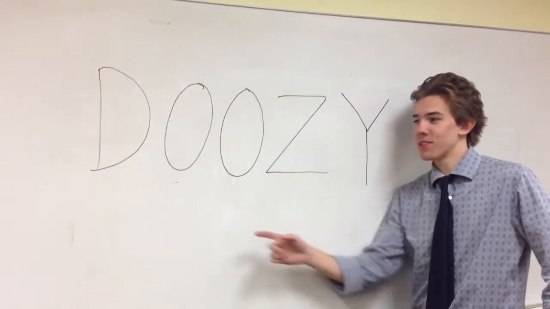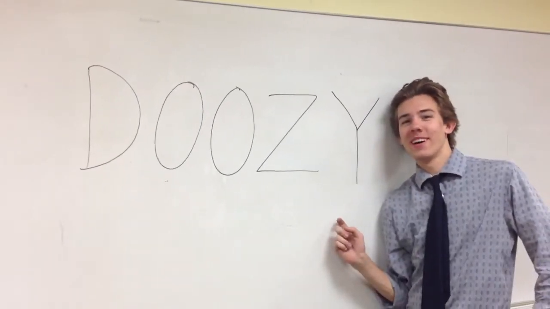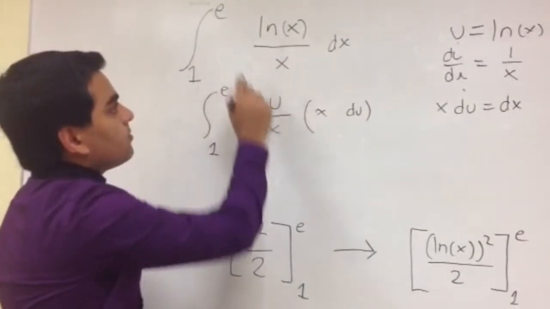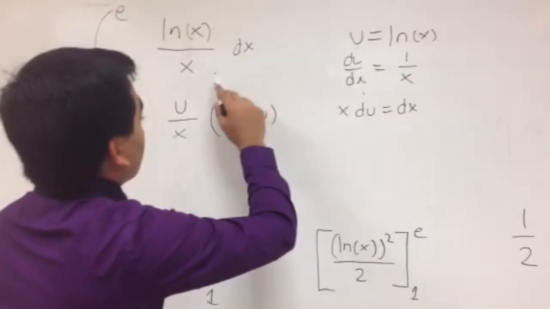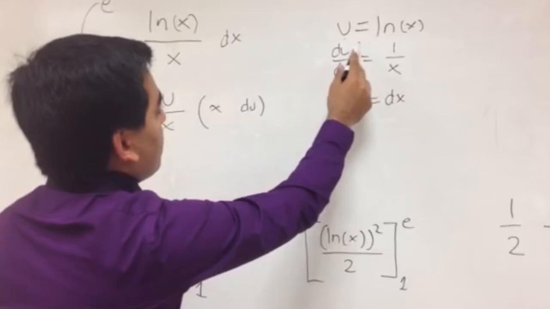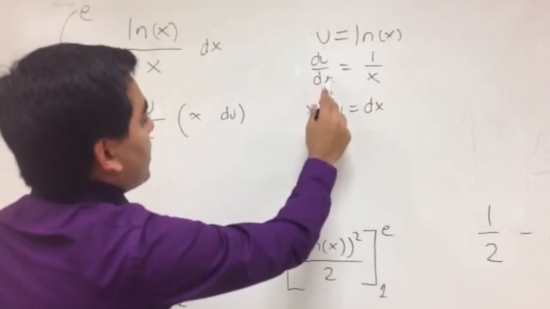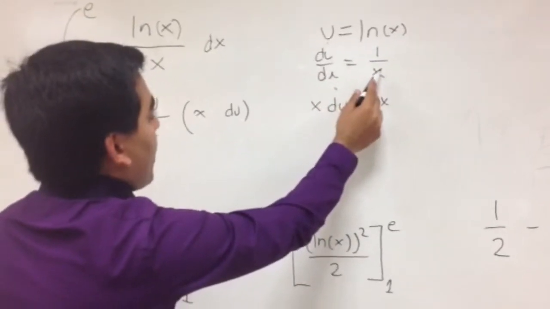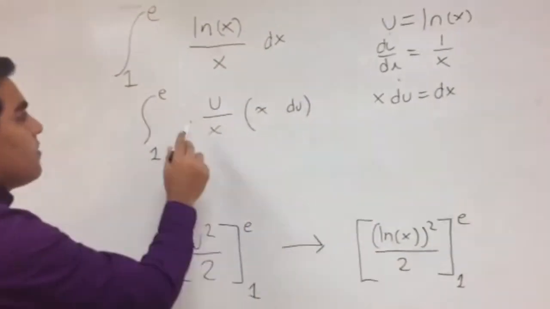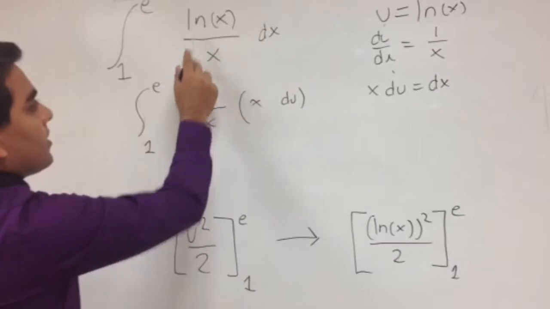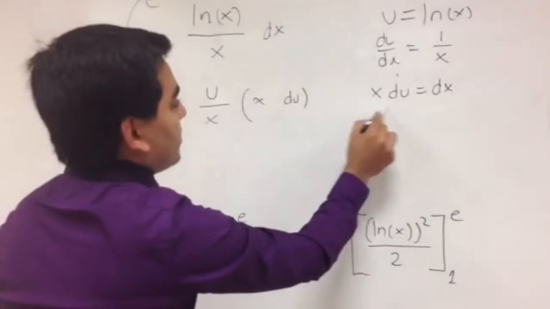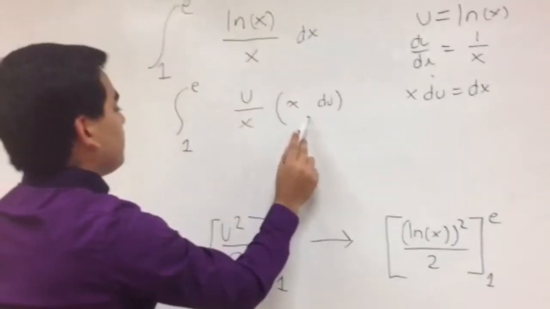This next problem is going to be a doozy. We want to integrate ln of x over x dx from 1 to e. So first we set u equal to ln of x. We calculate the derivative, and we get du/dx equals 1 over x. And when we solve for dx, we get x du equals dx. So you go back to your original, and you know that ln of x equals u, so you can substitute that. And you know dx is the same thing as x du, so you can substitute that.